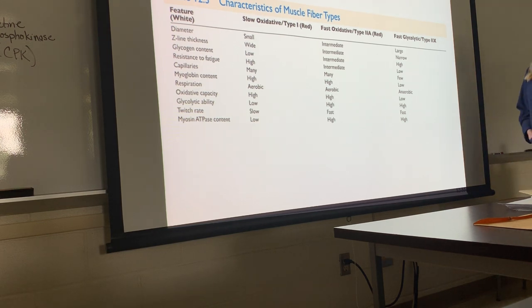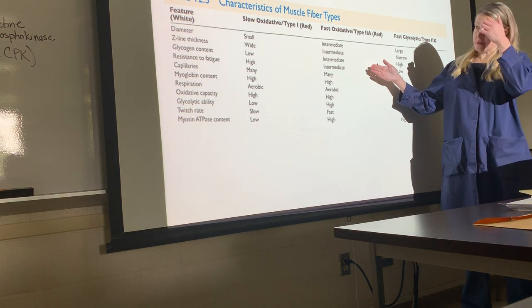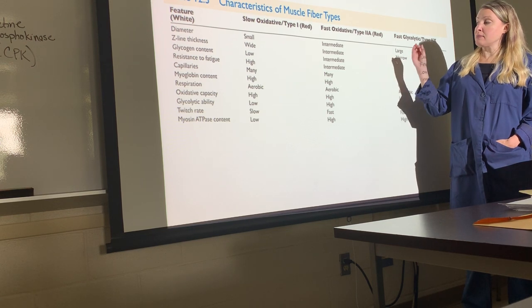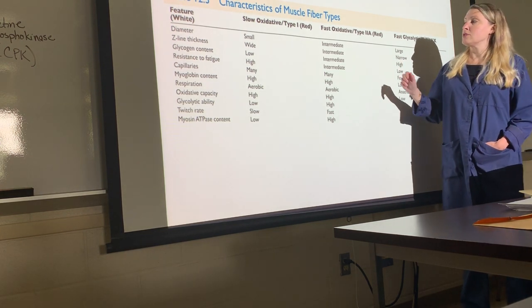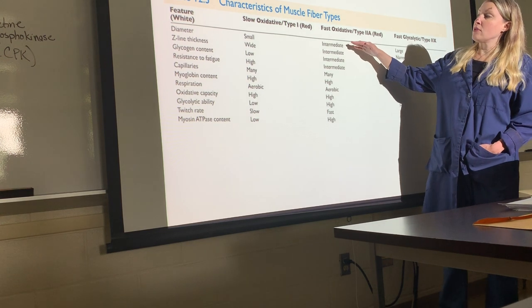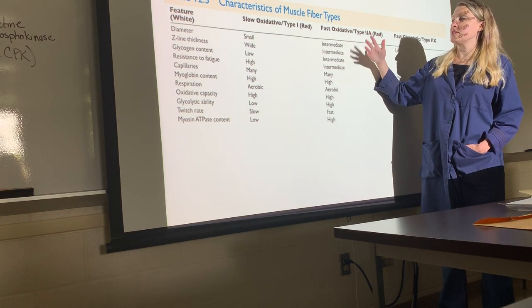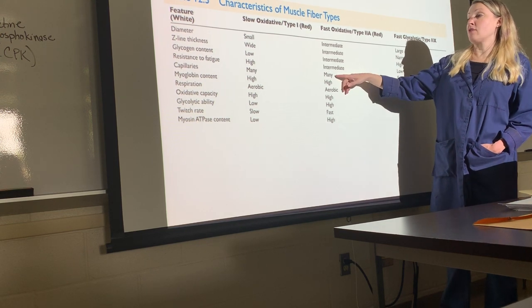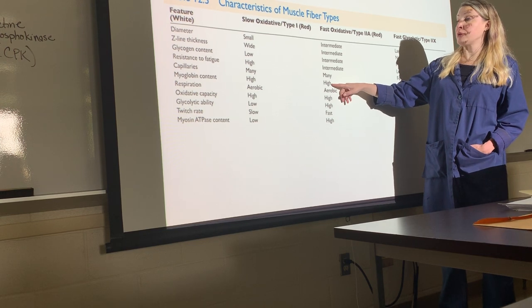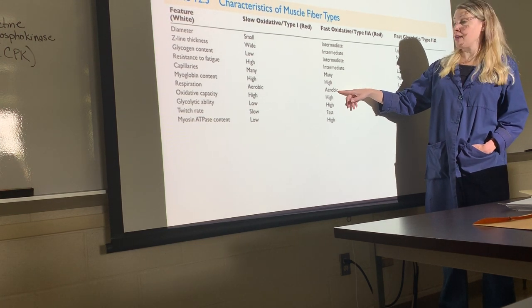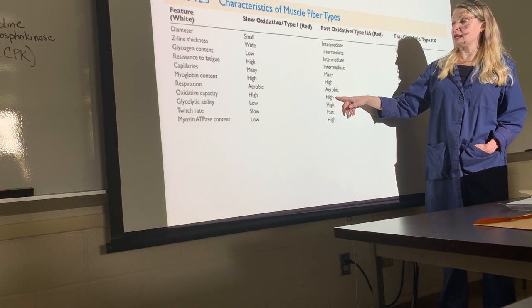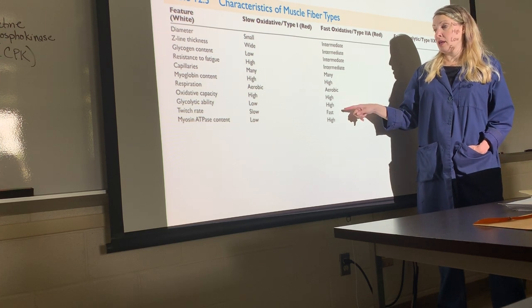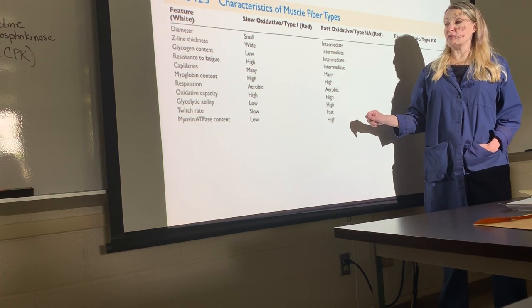So, again, the type 2A fibers, they have more mitochondria, so they can actually make their energy aerobically. So in terms of the diameter, they're intermediate. The Z-line thickness, you don't really have to know that. They have an intermediate resistance to fatigue. They have a lot of capillaries, high myoglobin content, aerobic respiration is how they make their energy. So they have a high oxidative capacity, but they also have the ability to make energy glycolytically too. They have a fast switch rate, but they do have a low fatigue rate.